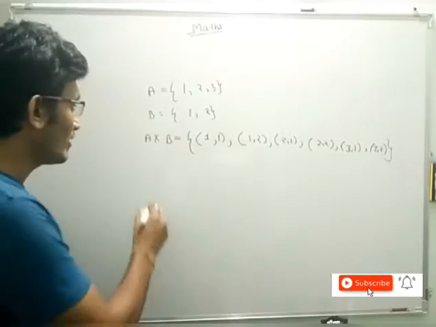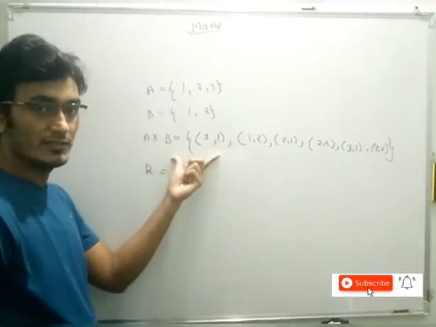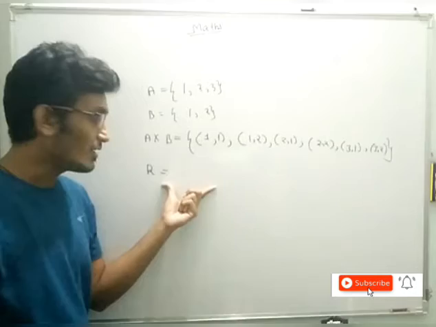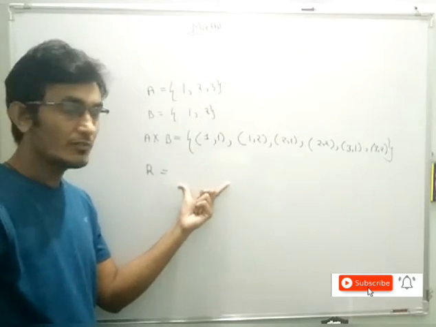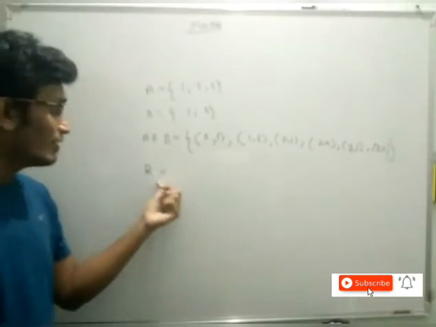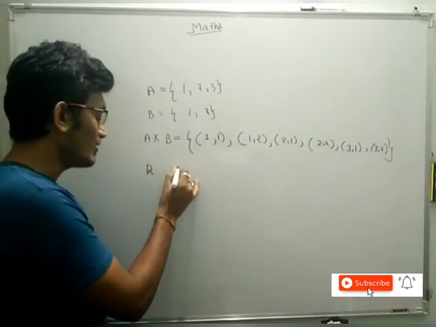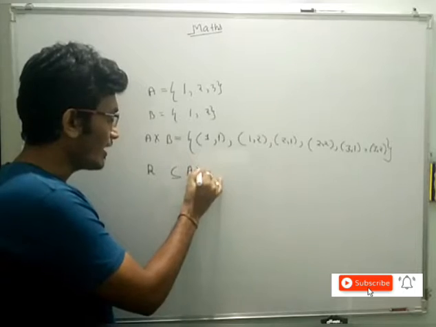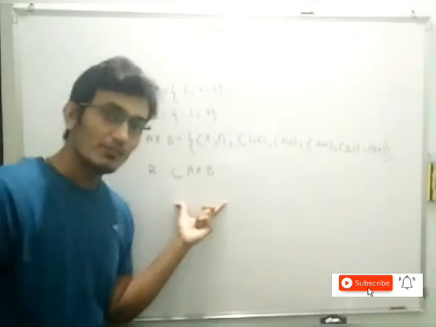Now, what is a relation? A relation is nothing but a subset of A cross B. That means a relation is also a set, and the elements of this set we need to consider from the main set A cross B. So simply we can say that a relation is nothing but a subset of A cross B.